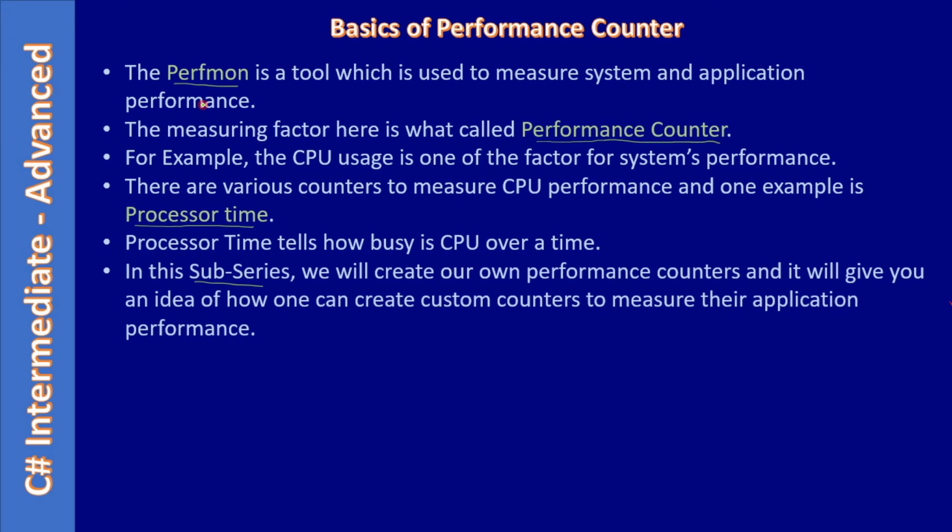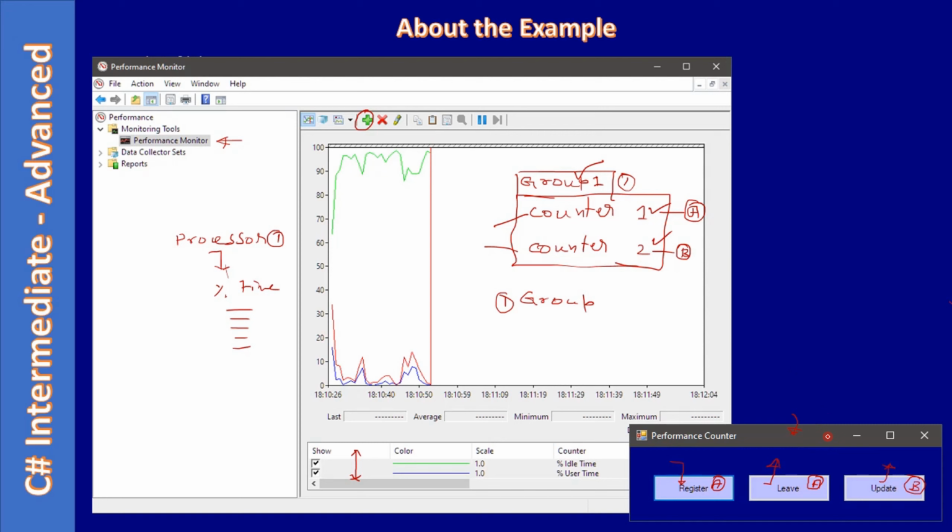We can do all this from our application, and in the demo we will open the performance monitor tool, click the plus button, search for our group, and then take our custom counter and add it to the graph. Then we can see visually how the trend is changing based on the action performed here. That's what we are going to develop in this sub-series. This will give an idea of how you can create your own performance counters.